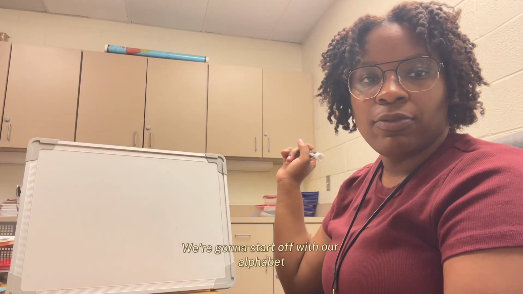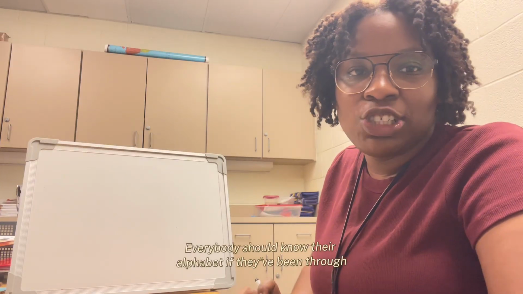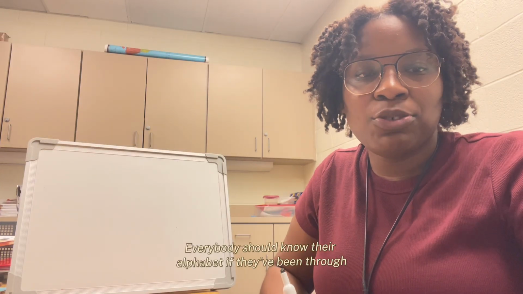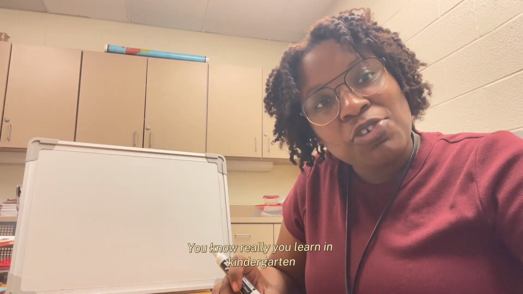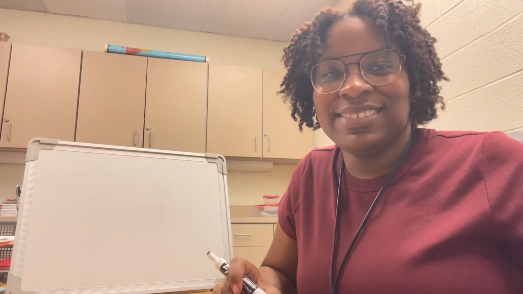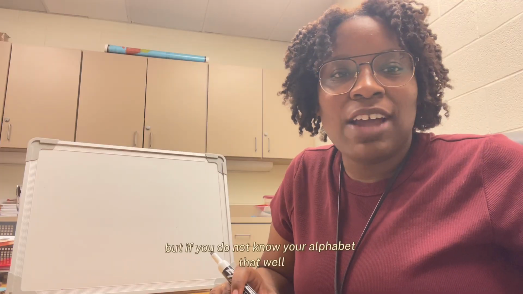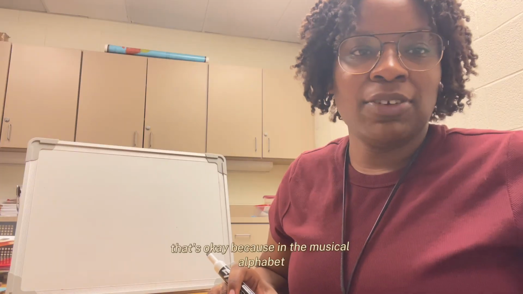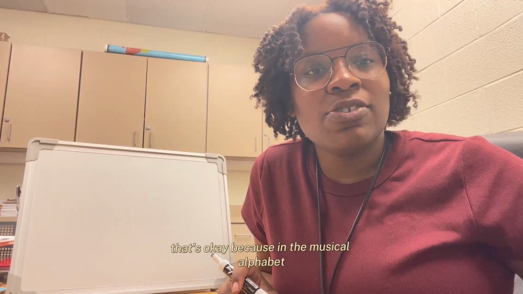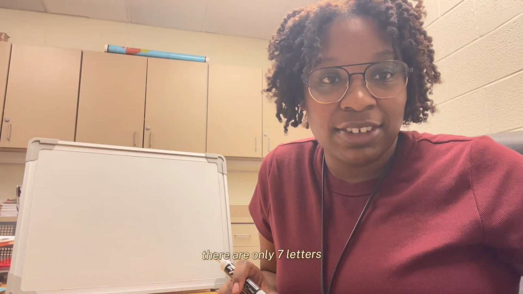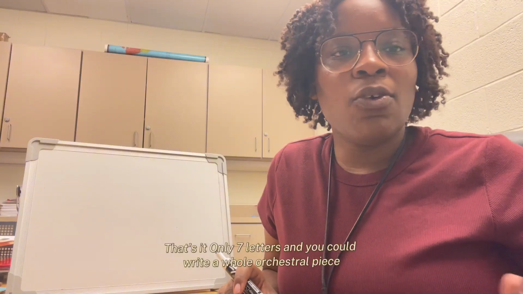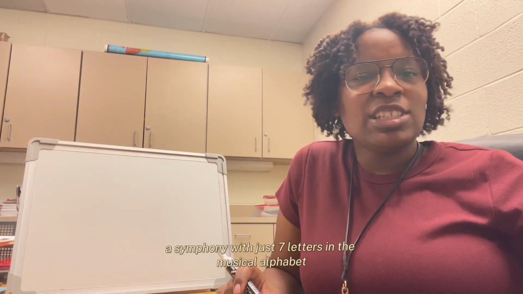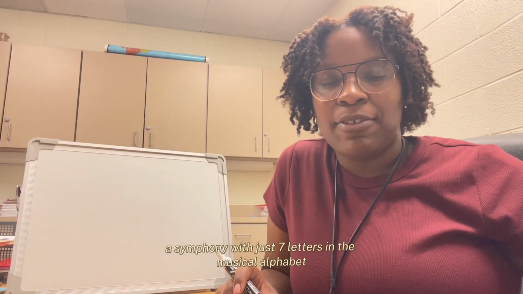We're going to start off with our alphabet. Everybody should know their alphabet if they've been through kindergarten, really you learn in kindergarten. But if you do not know your alphabet that well, that's okay. Because in the musical alphabet, there are only 7 letters. That's it, only 7 letters. And you could write a whole orchestral piece, a symphony, with just 7 letters in the musical alphabet.